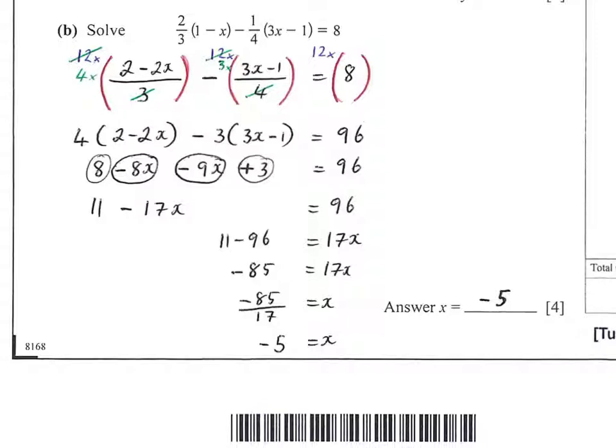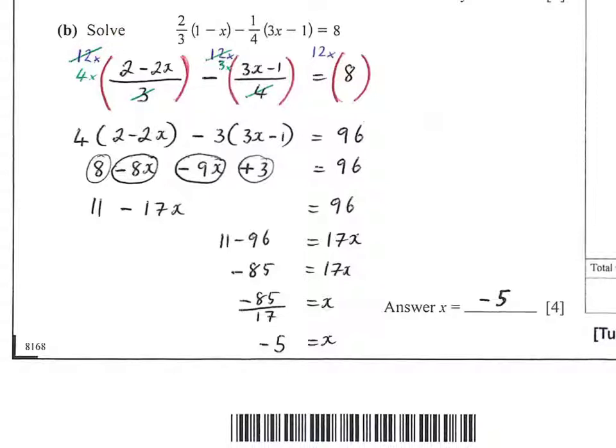Part B, the algebraic fractional equations. Start off by multiplying in by the 2, we get 2 minus 2x all over 3, minus the 3x minus 1 all over 4 will equal 8. Put brackets around all the different terms. The common denominator of the 3 and the 4 will be 12, so multiply each of the terms by 12.